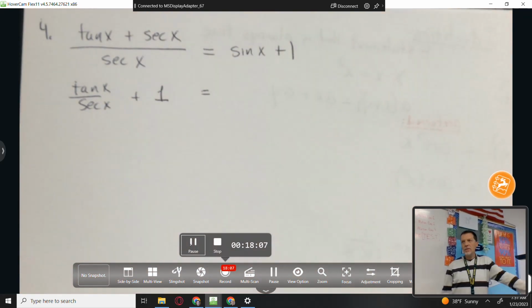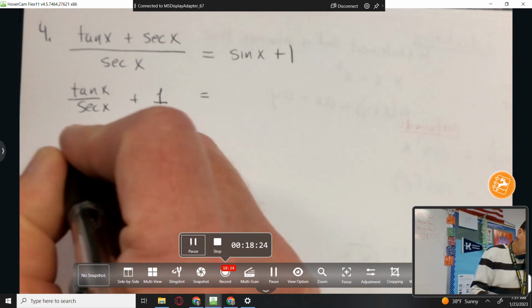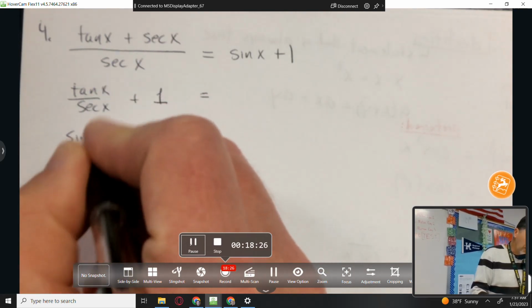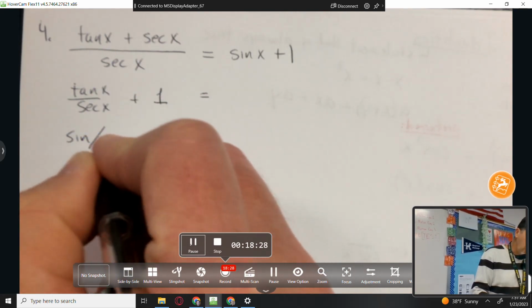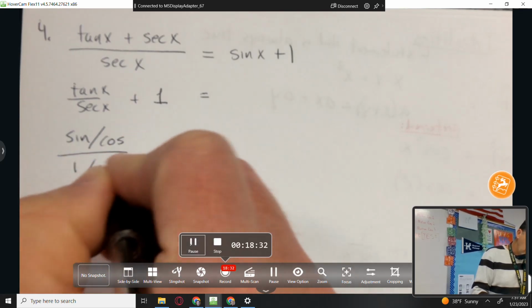All right, so now we're halfway there. We got the plus 1. Now I'm going to do the sine and cosine stuff on tangent, and hope that we get sine out of that. So tangent. I know I'm going to have a fraction over fraction, so sometimes I'll write it like this: sine over cosine over 1 over cosine.